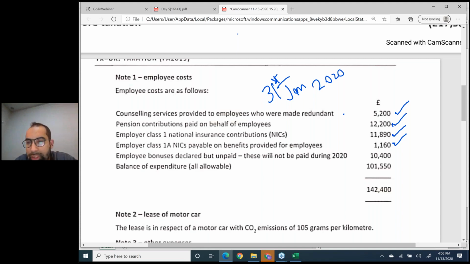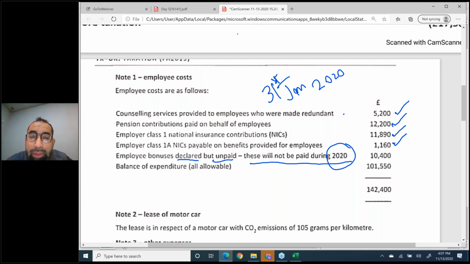In this question, our accounting period ends on 31st of January 2020. Look here: employees' bonuses declared. Bonus is a type of salary, a type of remuneration. They are declared but unpaid, and will not be paid during 2020. During the whole of 2020 we won't pay. Our year end date is 31st January 2020, so still 11 months of 2020 are left after it.